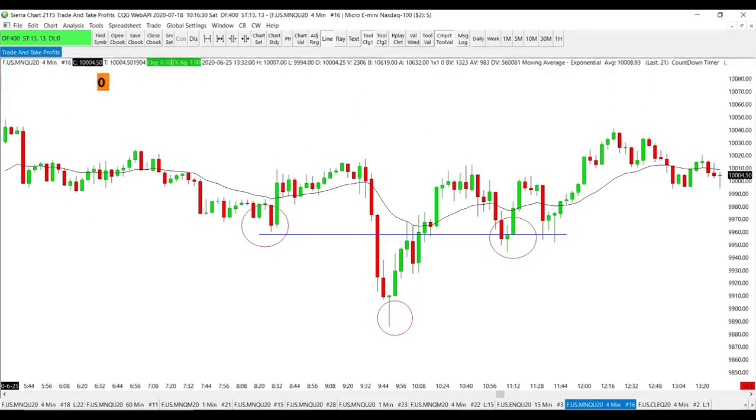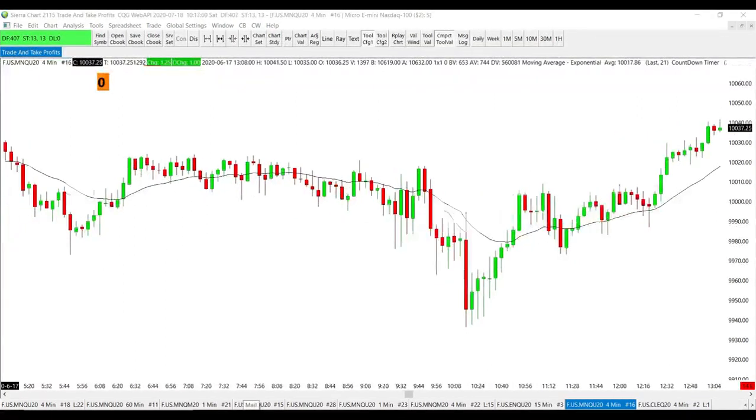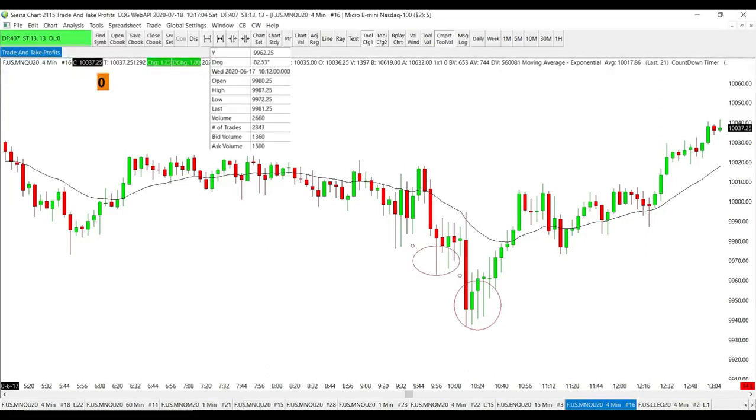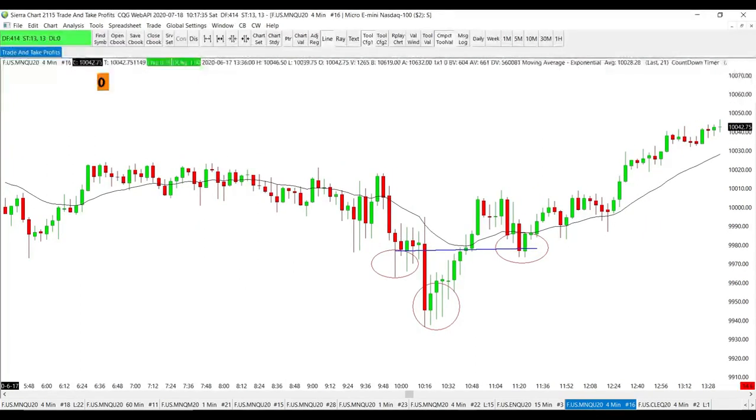Let me show you guys another example. We have another inverse. We got the head right here, a left shoulder right here, and the right shoulder right here. Like I said before, it's not going to be perfect all the time. A lot of times price will either go to the low or go to the close of the candle, bounce off that and continue to reverse. So that's one pattern that we are looking at for reversals when it comes to day trading and swing trading.